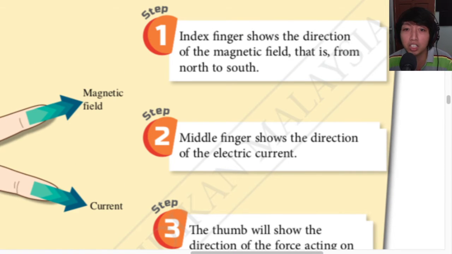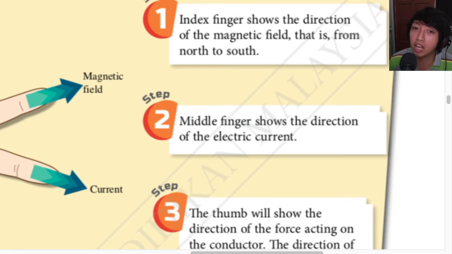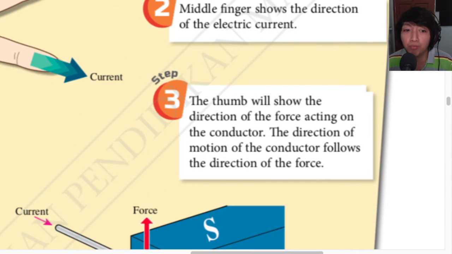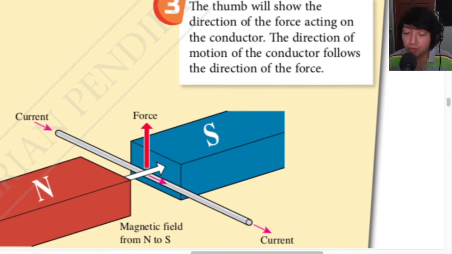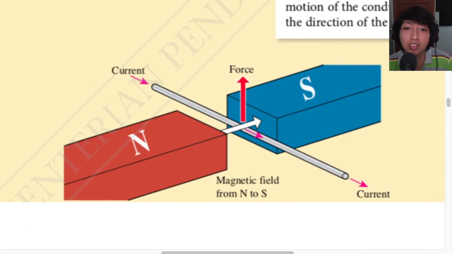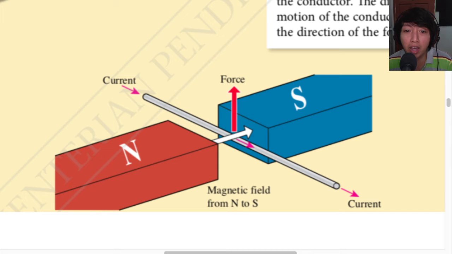So the index finger shows the direction of the magnetic field, so north to south, right? The middle finger shows the direction of the electric current. The thumb will show the direction of the force acting on the conductor, meaning the direction of the motion of the conductor, meaning the wire. The wire, when it's pushed by the electromagnetic force, will go in the direction of the thumb. So basically, if we have something that looks like this, we have two magnets.